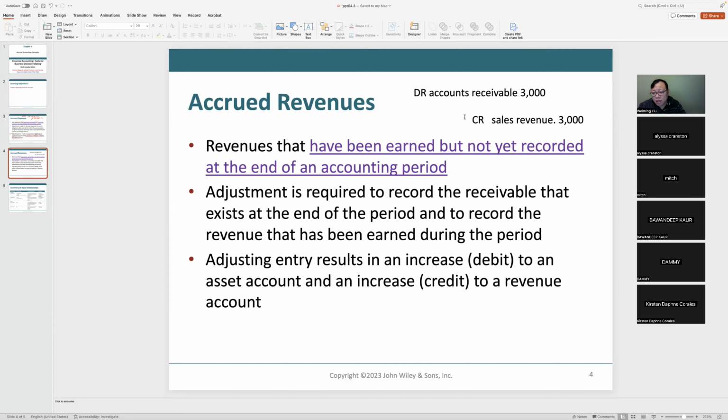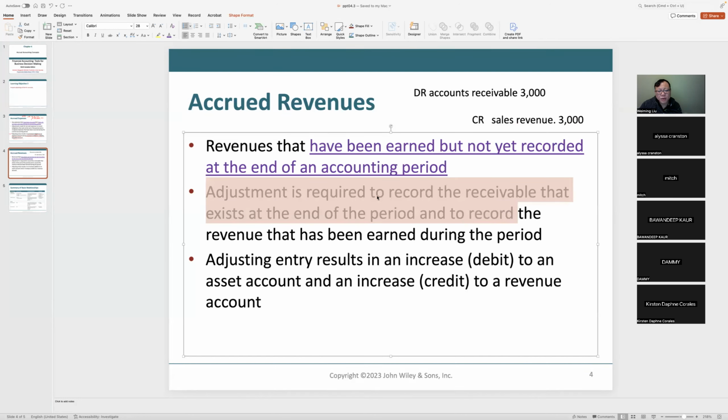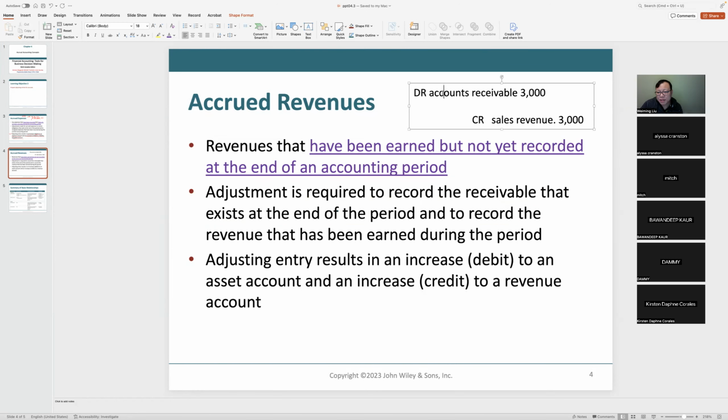So during the year, these sales have been earned, but it was not recorded. Therefore, you credit sales, you debit accounts receivable. So this adjustment is required to record the receivable and record the revenue. So you debit accounts receivable, you credit sales revenue. The adjusting entry result is an increase to an asset account and a credit to the revenue.